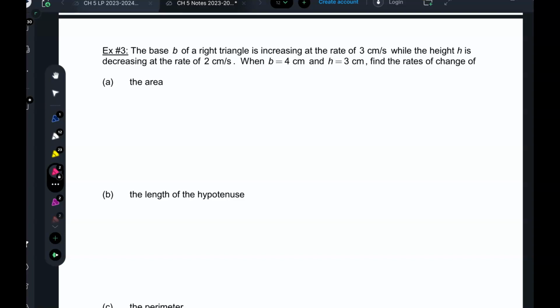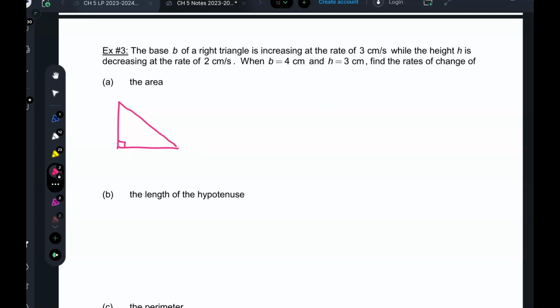Okay, so now we're going to do some applications. The base of a right triangle is increasing at the rate of 3 centimeters per second, while the height is decreasing at the rate of 2 centimeters per second. Okay, let's draw a picture. It's a right triangle. Okay.